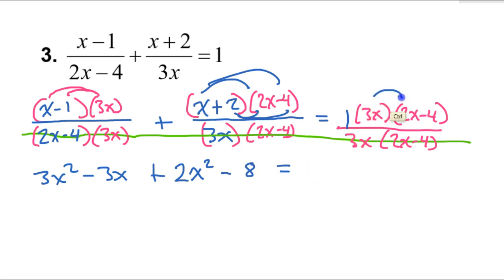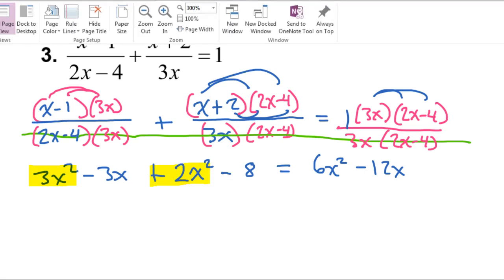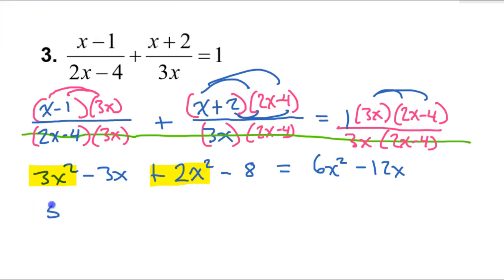Okay, over here I'm going to distribute again. So that's going to give me 6x squared minus 12x. Okay, I have like terms here and here. So I'm going to put those together now. So that's going to give me 5x squared minus 3x minus 8 is equal to 6x squared minus 12x.